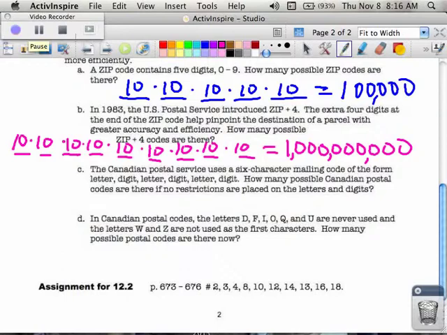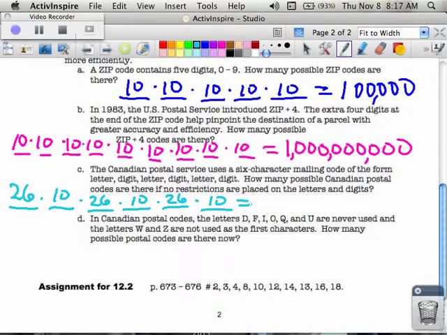In Canada, they do things a little bit differently. They use 6 different things, and they do letter, digit, letter, digit, letter, digit. So they go every other one. So that's kind of a different story. If I'm looking at letter, how many letters are there? 26. And then there's a digit, so that's 10. And then a letter, and then a digit, and then a letter, and then a digit. And if I multiply that out, I get this number.